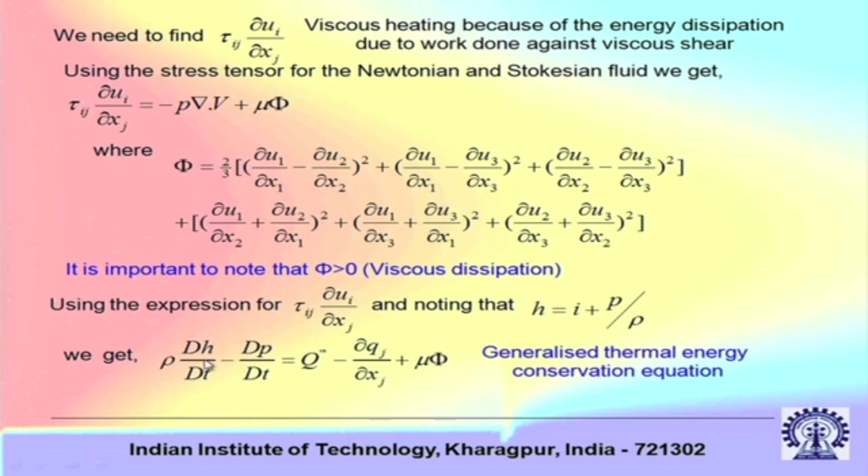This is the last form that we derived in the previous lecture before we concluded: rho times the total derivative of H minus the total derivative of P is equal to the heat generation per unit volume, minus the gradient of the heat flux vector, plus mu phi, which is the viscous dissipation term.